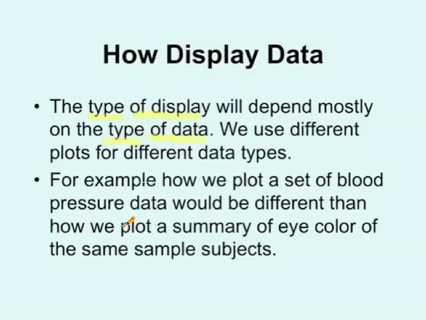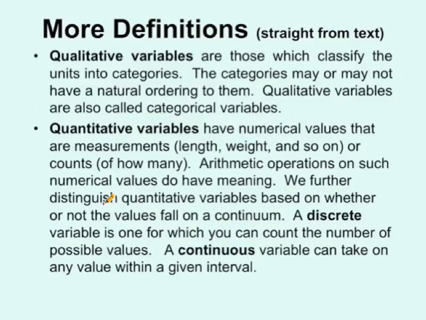But the punchline is we use different plots for different data types. As a quick example, if we were going to take a look at, say, a set of blood pressure data, how we would choose to represent that graphically or visually would be very different than how to plot a summary of eye color. So let's get into the differences between data types right away to make sense of all what I just said.